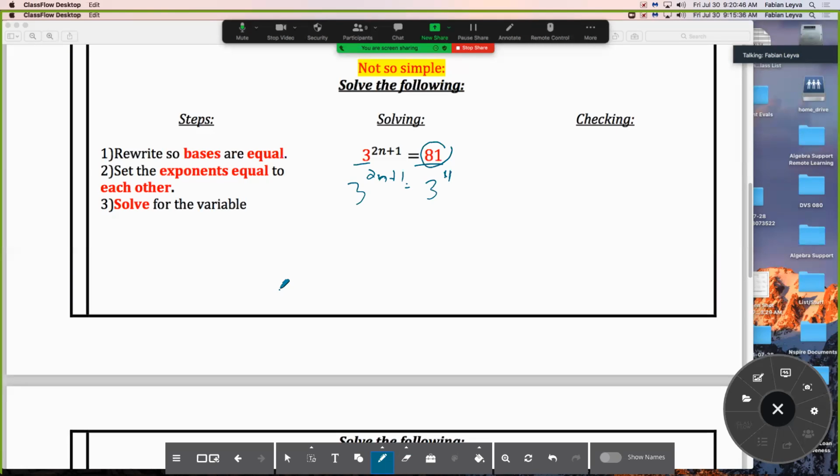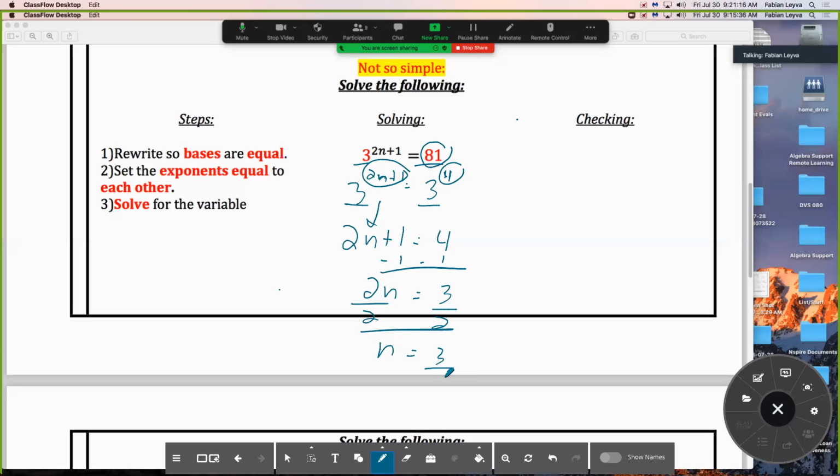I have 2 bases that are exactly the same. So that means if I have a base equal to a base, their exponents have to be equal. So 2n plus 1 has to be equal to 4. Now you can see that I could solve for that variable that was once in the exponent spot. So let's just go ahead and solve it like normal. That's minus 1 on both sides. 2n is equal to a positive 3. And of course, dividing by 2 at the very end, you end up with n is equal to 3 over 2.